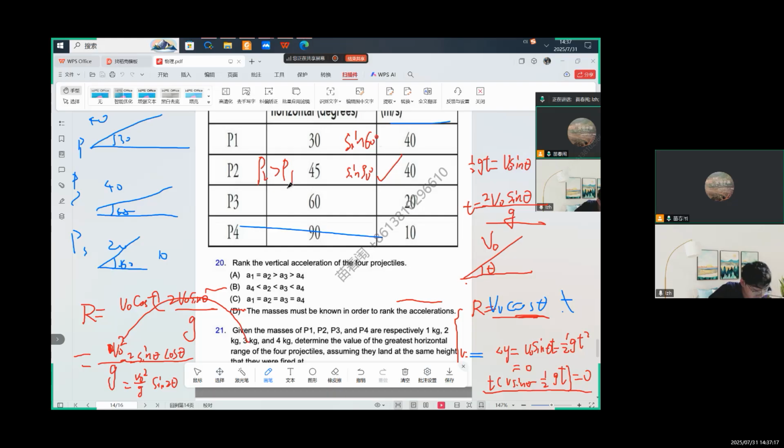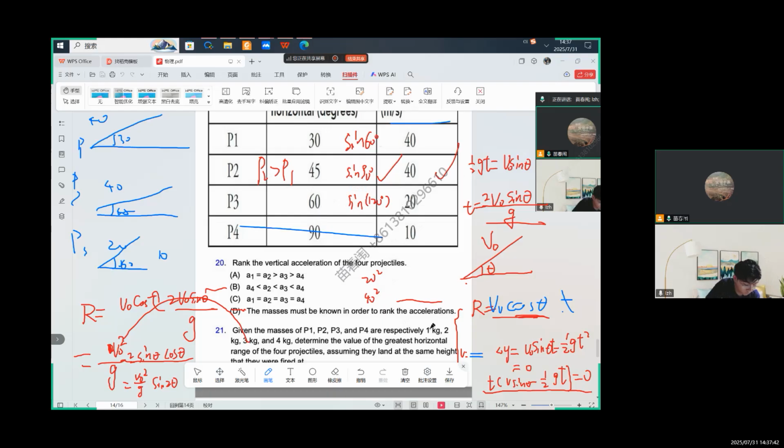How about P3? I think P3 is also less than P2, because your 20 squared is definitely less than 40 squared, and sine 2 theta, which means sine 120 degrees, is also less than 1. So P2 would be the answer. Does that make sense?